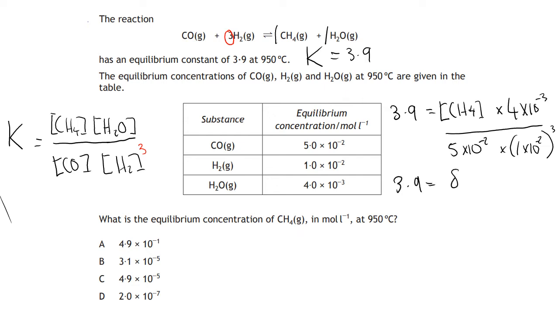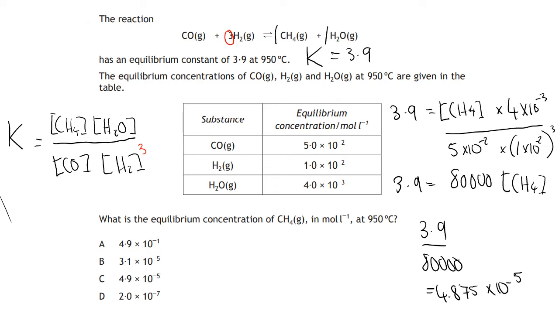Which equals, so 3.9 equals, I got 80,000 multiplied by CH4. So my CH4 is going to be 3.9 divided by my 80,000, which comes out at 4.875 times 10 to the minus 5, which is 4.9 times 10 to the minus 5, which is answer C.